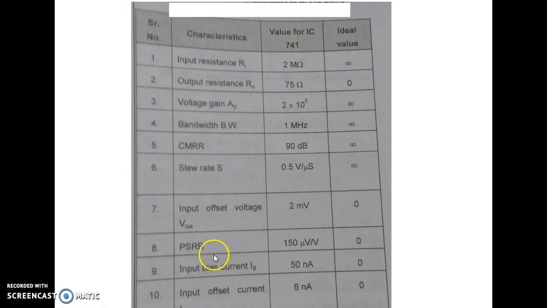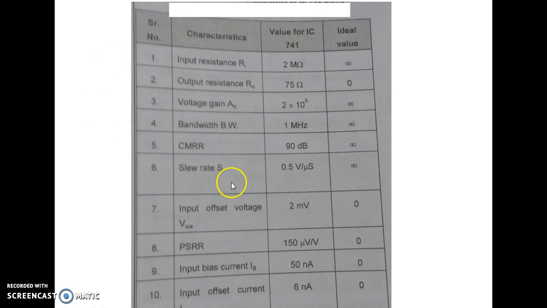So basically here if you consider the PSRR, it is the power supply rejection ratio. The change in an op-amp input offset voltage due to variation in the supply voltage is called as power supply rejection ratio. It is also called as the supply voltage rejection ratio or power supply sensitivity. So mathematically we can write PSRR is equal to delta VIOS by delta V.